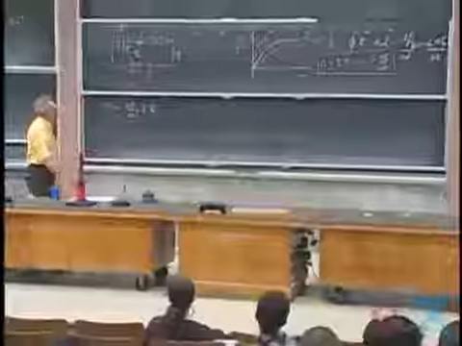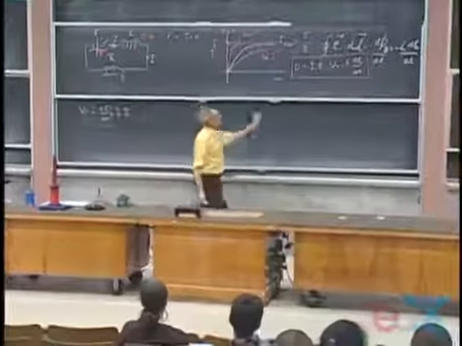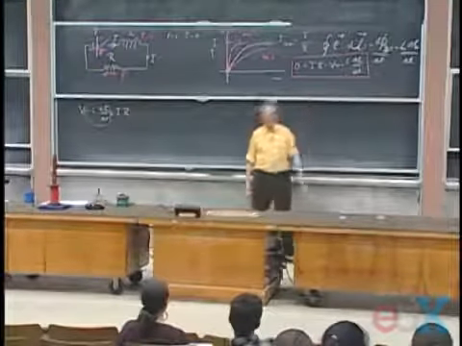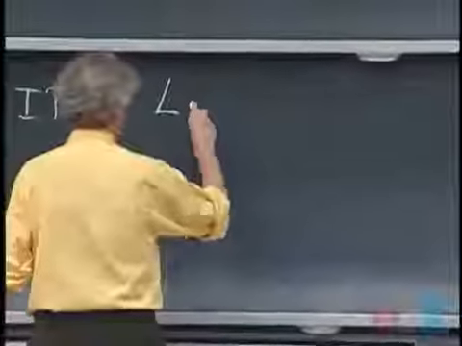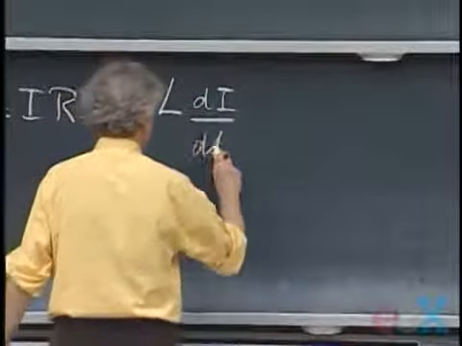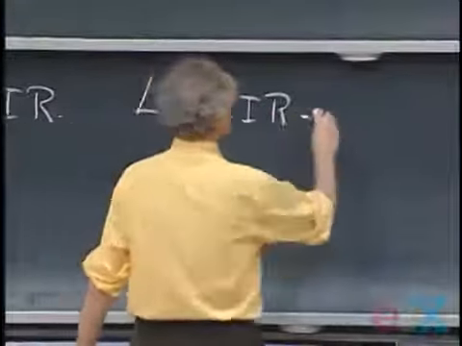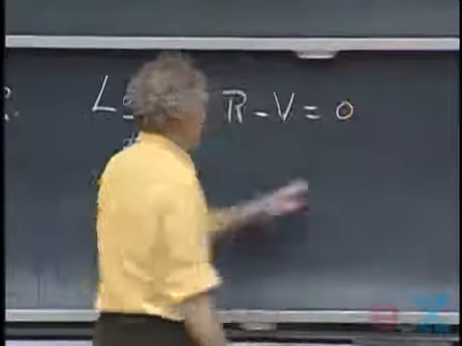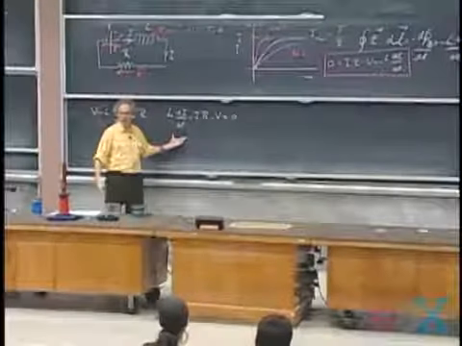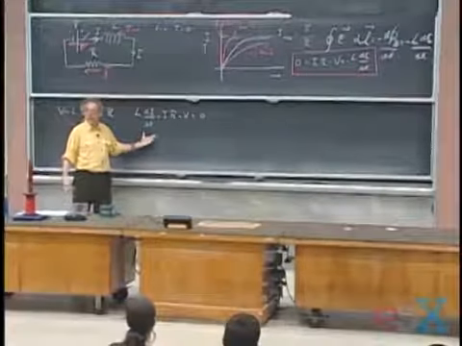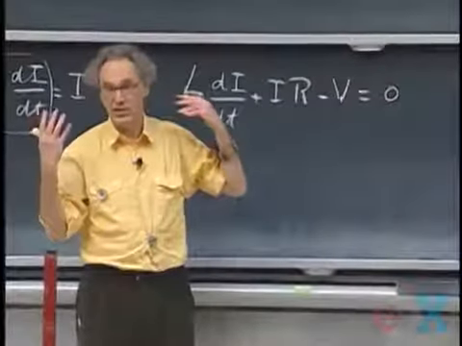And so we have to solve that differential equation. What is often done is that you bring all the terms to the left side and get a zero on the right side. So what you often see is L dI/dt plus IR minus V equals zero. And because we have a zero here, some physicists think that this is an application of Kirchhoff's rule, which is nonsense. You can always make a zero here by bringing all the terms to this side.